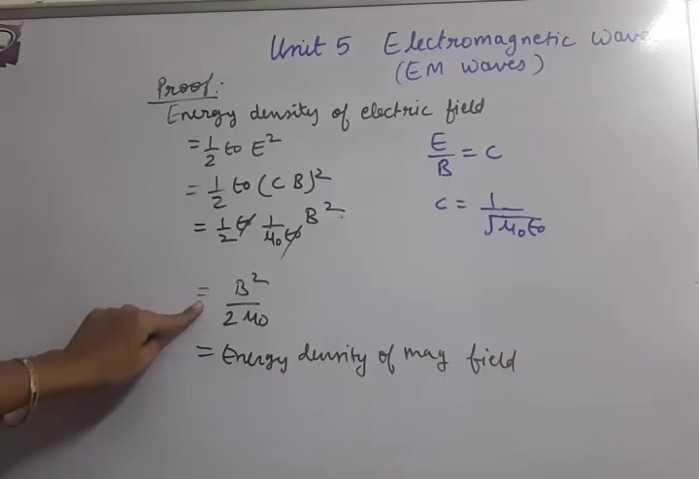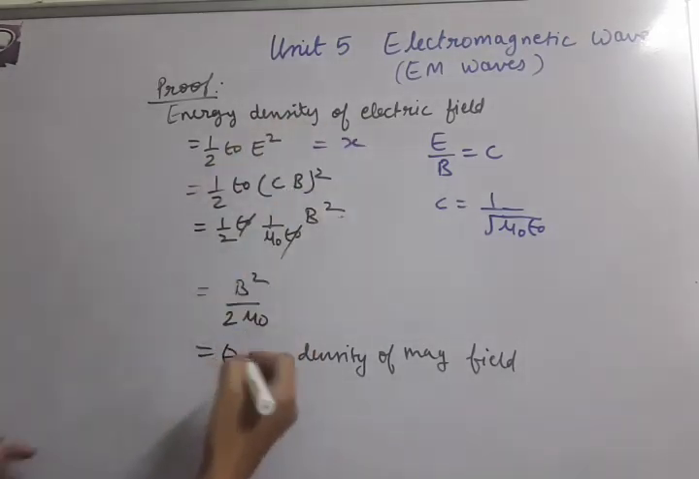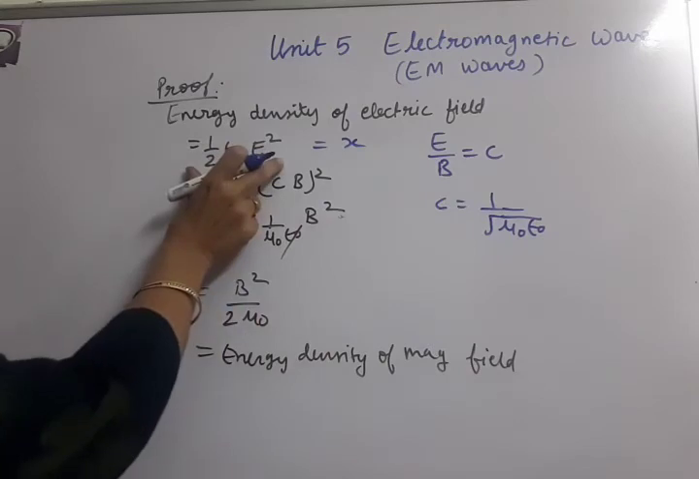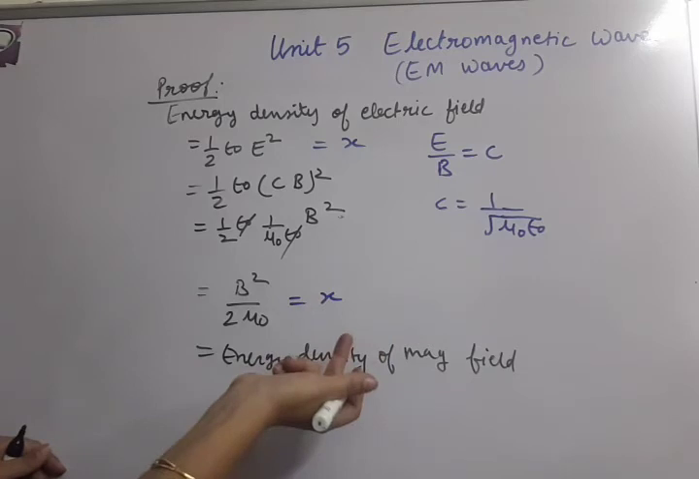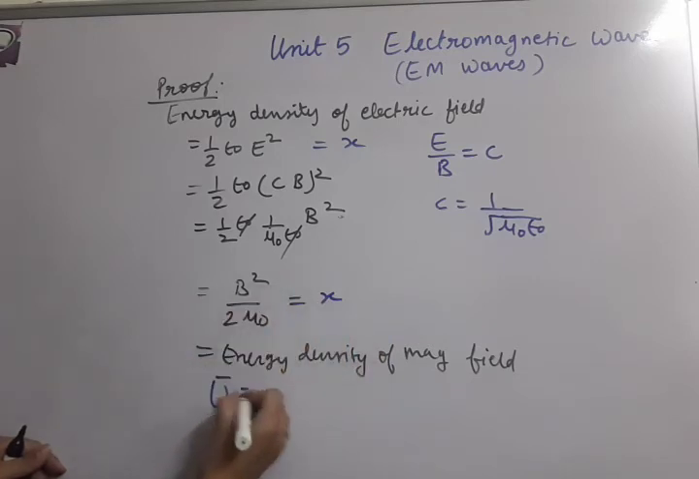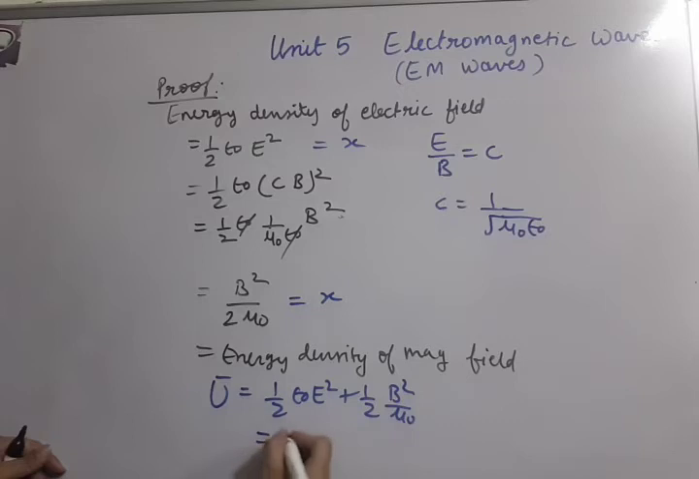Okay, and also this way the question can be asked that prove that the total energy is shared equally. So suppose this I call X, energy density of electric field. Magnetic field density is also X. So that means the total energy density, which was half of epsilon 0 E square plus half of B square upon mu 0, you can see both are equally sharing the energy. So this way it is proved.